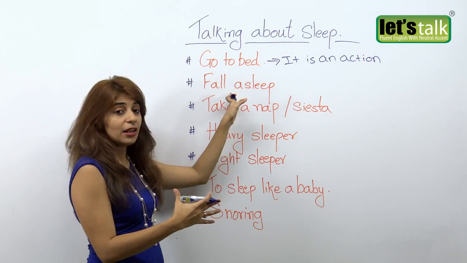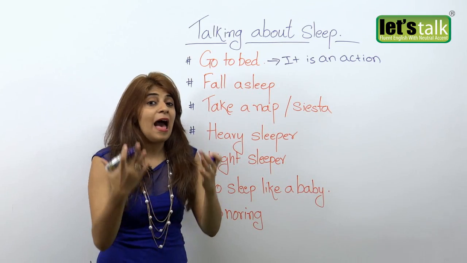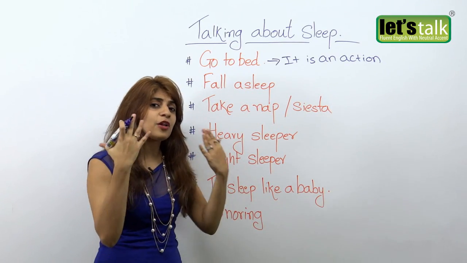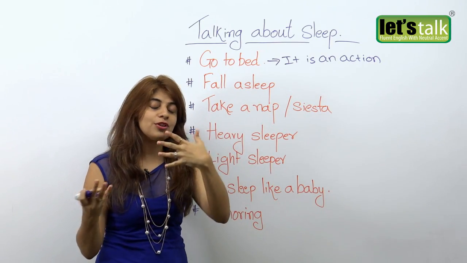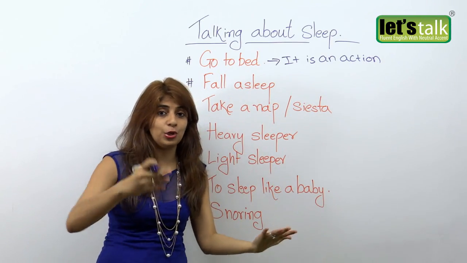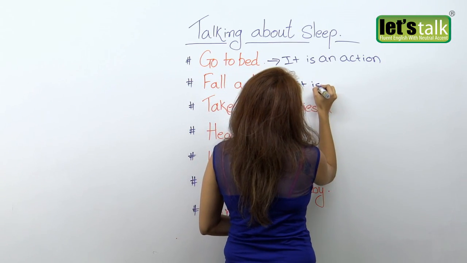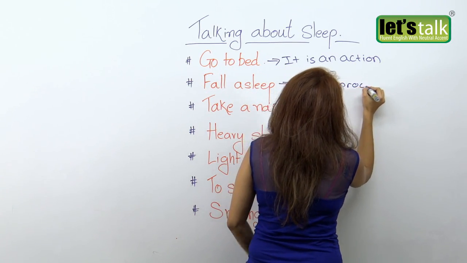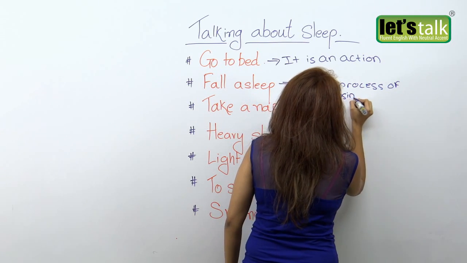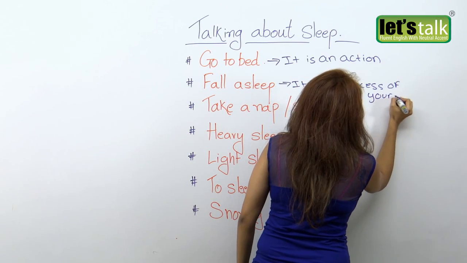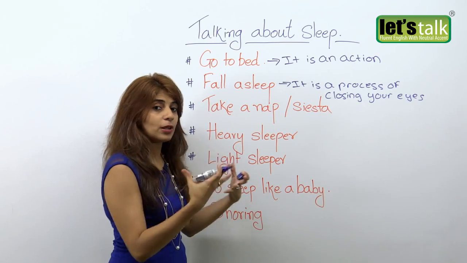Now, if you look at another phrase here, fall asleep. Now, to fall asleep is something that happens to you. It's the process of closing your eyes and you fall asleep, okay? The moment you close your eyes from being awake, you fall asleep. Okay, so it is a process of closing your eyes and falling asleep.